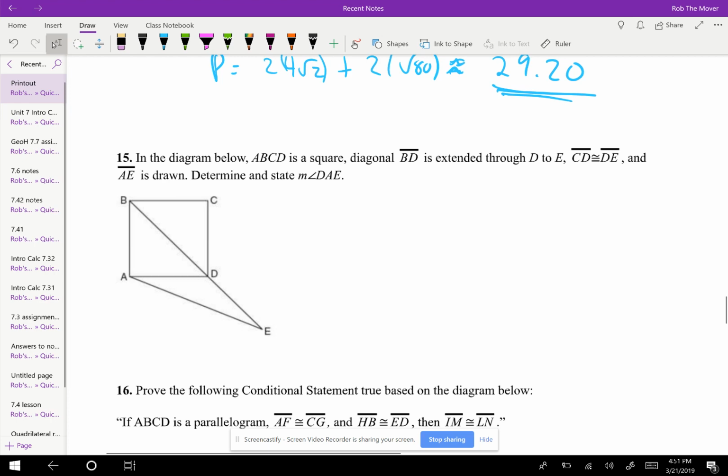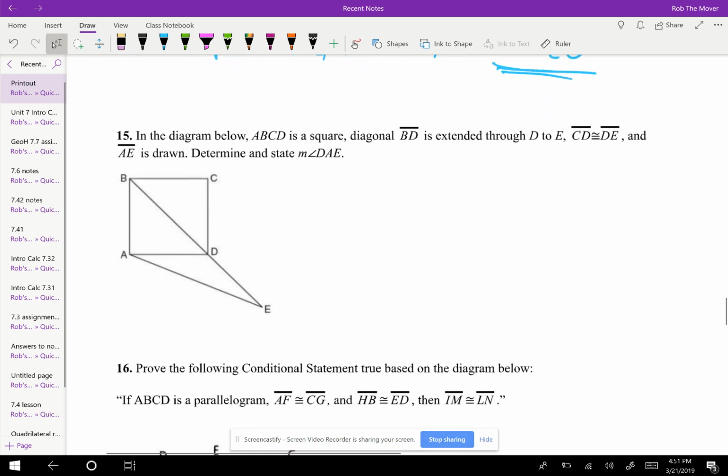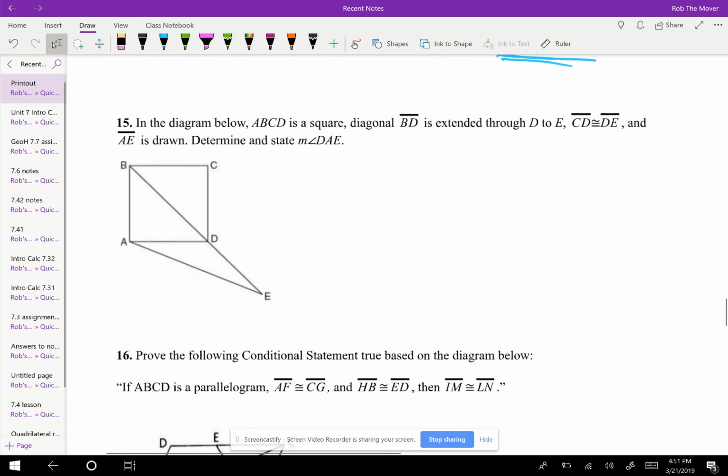I'm going to go ahead and continue with number 15 here. I've got what is given to be a square ABCD. This is a square, so I know all these are right angles and all the sides are congruent. The diagonal BD is extended through D to E. So we got this diagonal drawn from B to D, the two vertices of the square. It continues and goes out here. And CD is congruent to DE. So that side of the square is also congruent to this side over here. Okay.